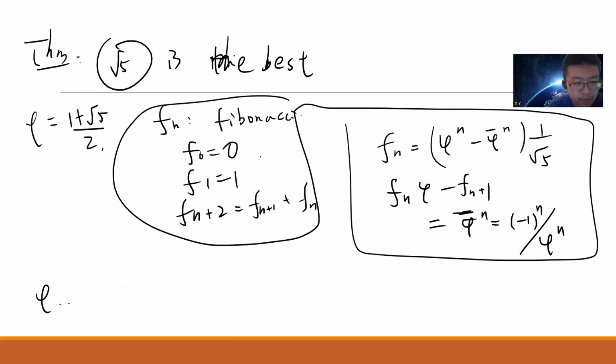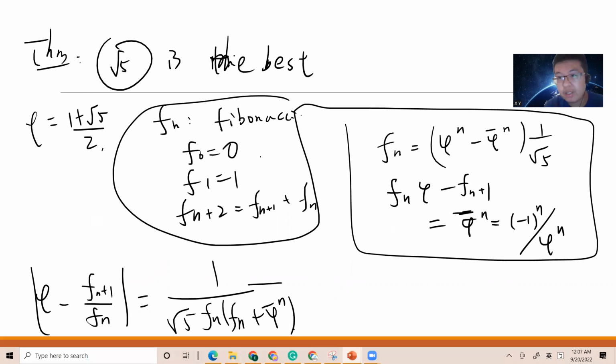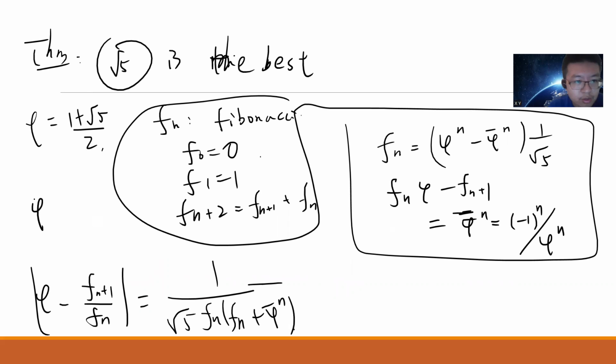These are just some common equations that are easy to prove for yourself. Now you can check that |φ − F_{n+1}/F_n|, times F_n², will be 1 divided by √5 by direct computation, giving F_n plus φ̄^n. You notice that φ̄ is greater than 0, but it's less than 1.